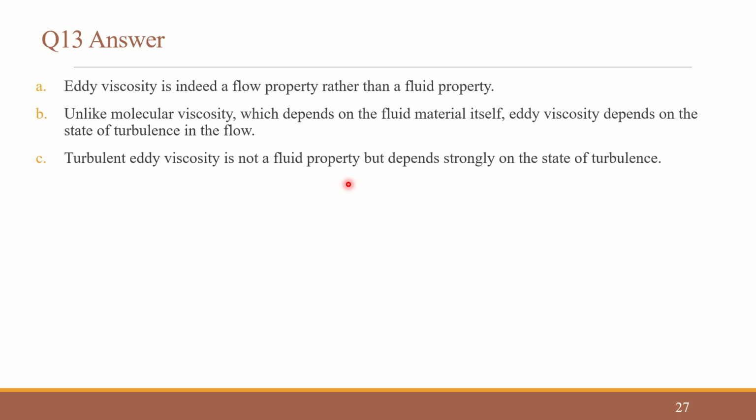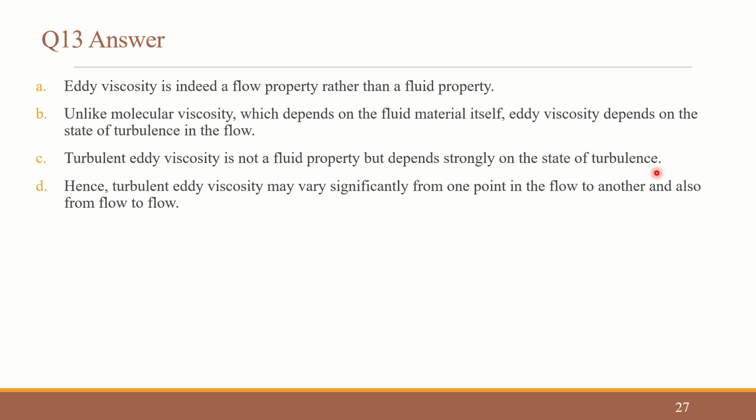Turbulent eddy viscosity is not a fluid property but depends strongly on the state of turbulence. Eddy viscosity comes into the picture in turbulent flows. So it is not a fluid property but it strongly depends on the state of turbulence. Turbulent eddy viscosity may vary significantly from one point in the flow to another and also from flow to flow. So water, if you take, the molecular viscosity remains constant throughout the system.